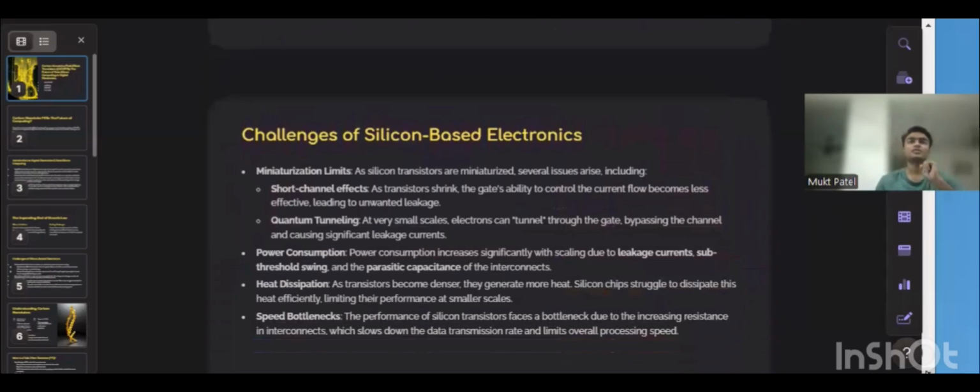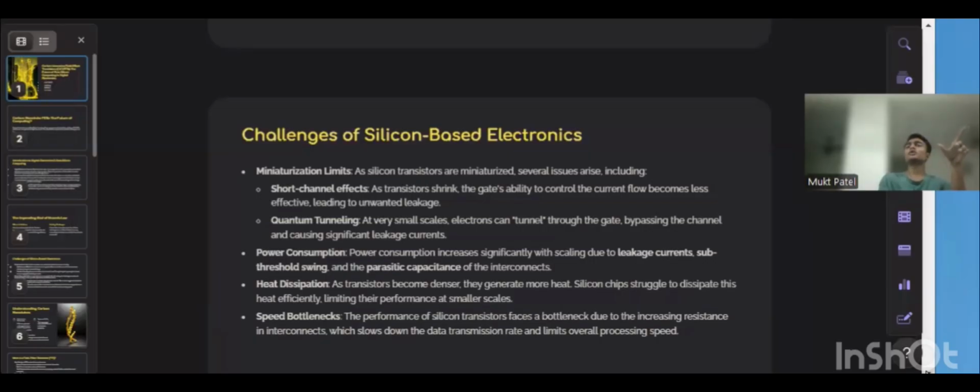Challenges of silicon-based electronics. Here are the challenges: miniaturization limits, power consumption, heat dissipation, and speed bottlenecks. Miniaturization limits contain short channel effects and quantum tunneling. As silicon transistors are miniaturized, several issues arise, including short channel effects. As transistors shrink, the gate's ability to control the current flow becomes less effective.